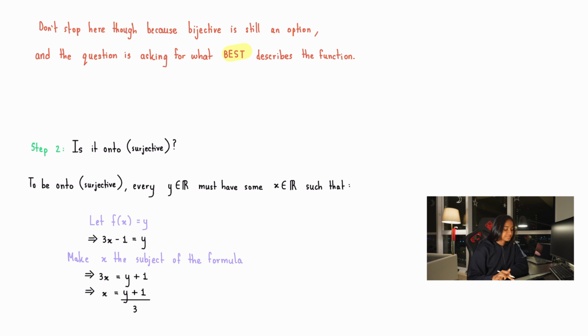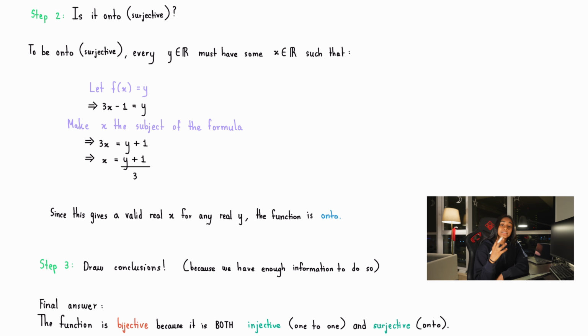How do we test for that? So, is it onto? To be surjective, every y value must have an x value, right? There has to be a valid x value that I can map onto. So the way that we do that is we let y equal f of x. When we do that, we make x the subject of the formula. And we can see here that there is a valid real x for every real y. So that means that the function is in fact onto. That's why I told y'all, don't just stop at injective, because it could be surjective too. And now the answer is bijective.